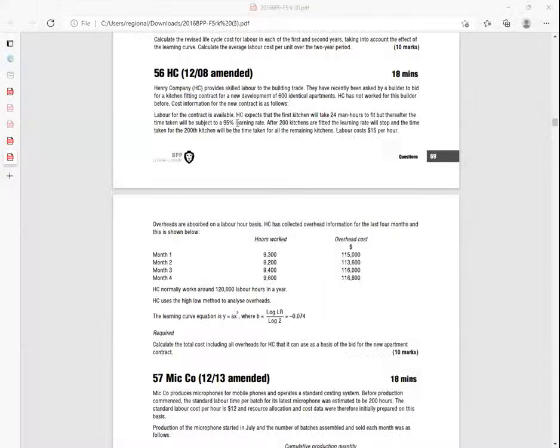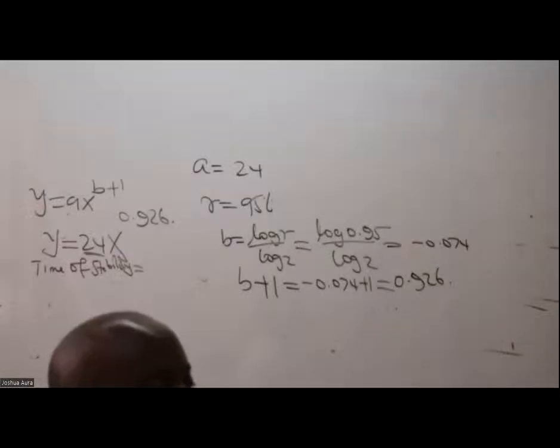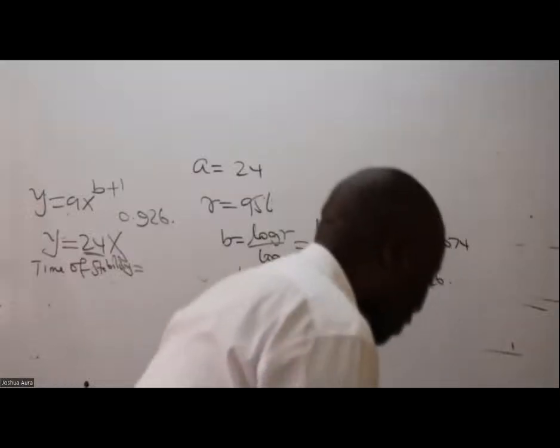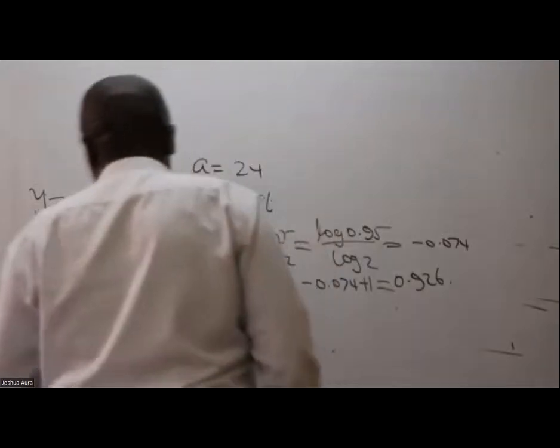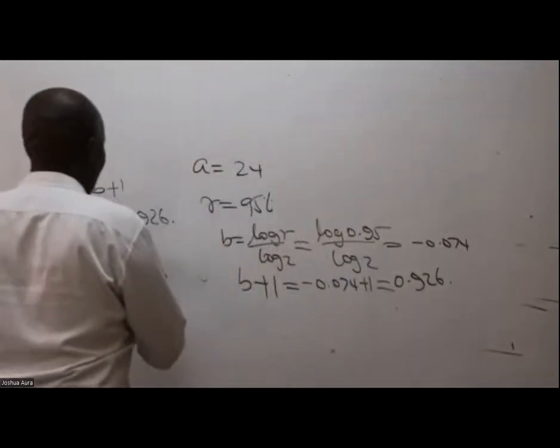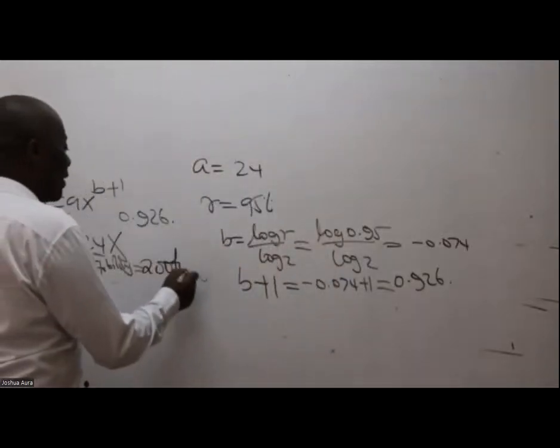That labor cost for the contract is available. HC expects that the first kitchen will take 24 man-hours to fit, but thereafter the time taken will be subject to 95% learning rate. After 200 kitchens are fitted, the learning rate will stop, and the time for the 200th kitchen will be the time for the remaining kitchens. Great. So in this case, come and give us the time of stability. So time of stability is the time of the 200th kitchen.